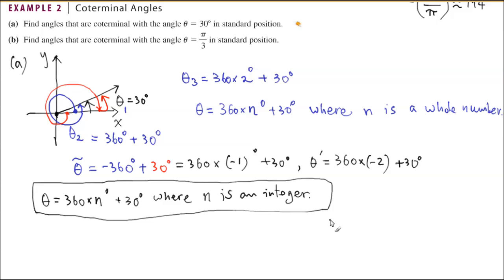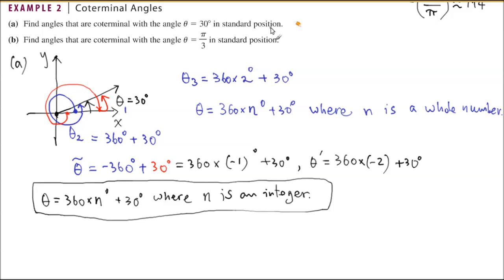This is all, but it's worth asking yourself. All the coterminal angles look like this, and everything that looks like this is a coterminal angle. These two sentences are not a priori implying each other. You have to think about it a little bit. All right, this is the answer. What is the question here? Find angles that are coterminal to standard.